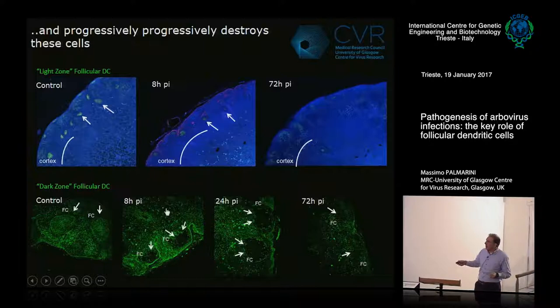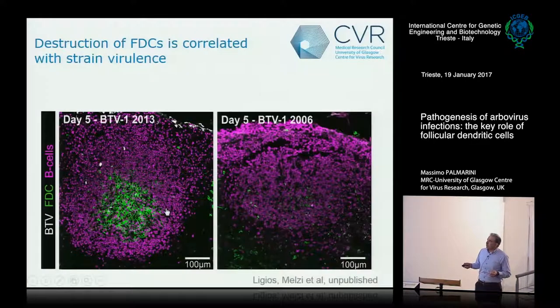So here you see these holes where the follicular dendritic cells should be. And just to give you an example, this is something that a colleague in Sardinia has done. We have two different viruses. One is highly pathogenic, BTV1, isolated in 2006, and created a lot of problems for sheep farming in Sardinia. While instead, a BTV1 in 2013 didn't cause much.